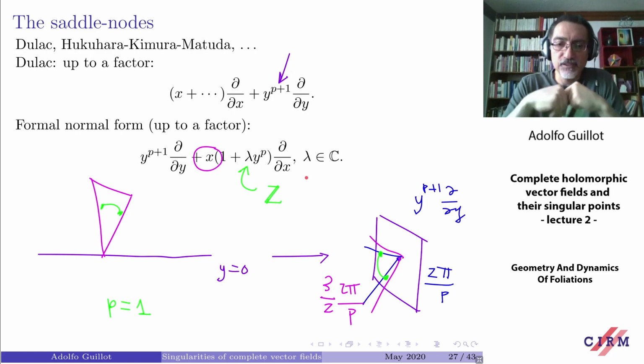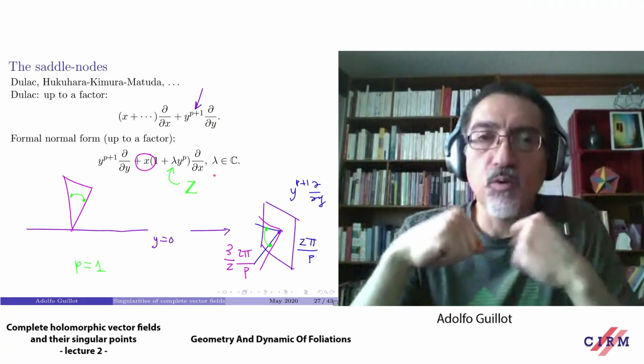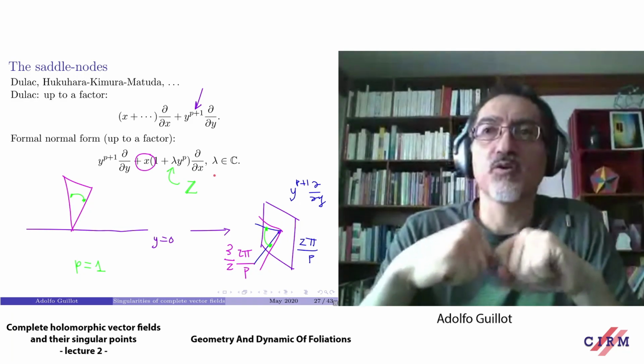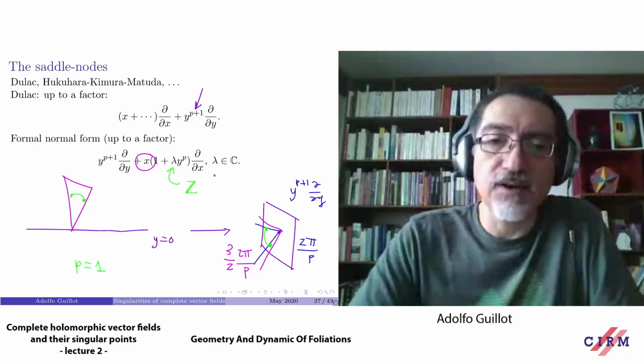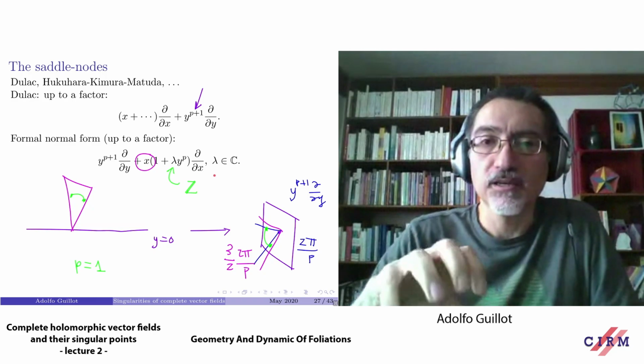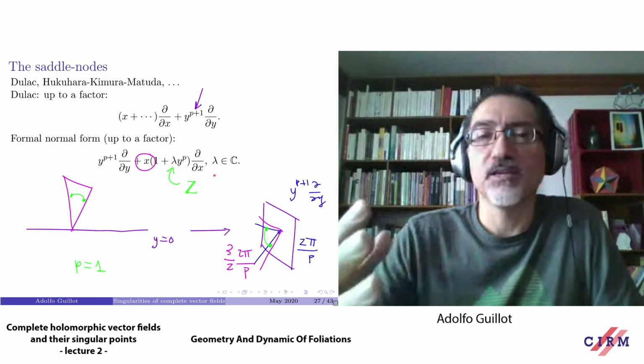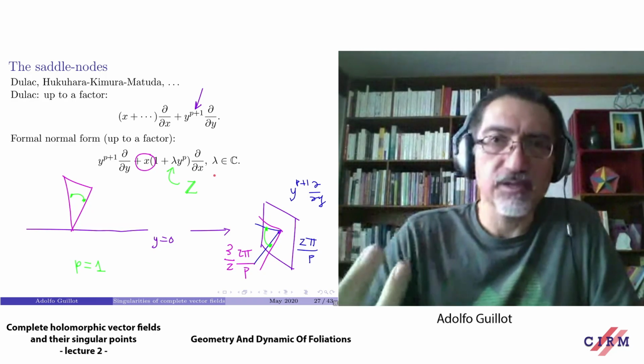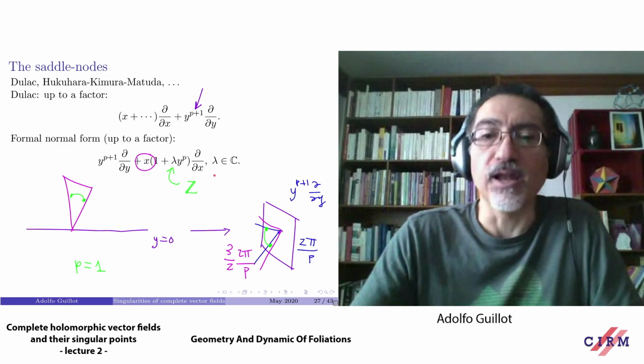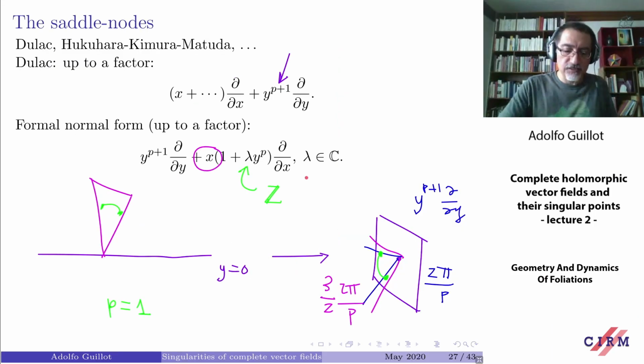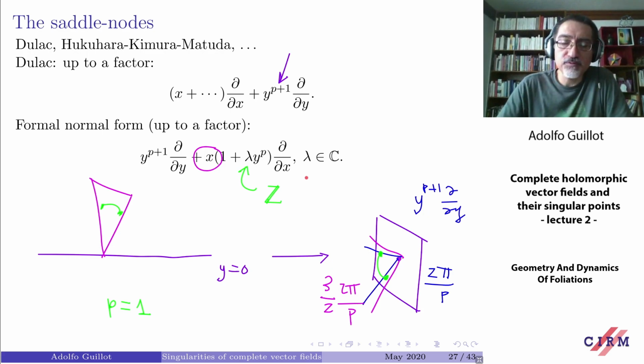These vector fields, which are among the degenerate ones, are the least degenerate ones, because they have one non-vanishing eigenvalue. They cannot be too degenerate, and we understand them fairly well. So this is what happens with saddle nodes, and I sketched some parts of the proof.